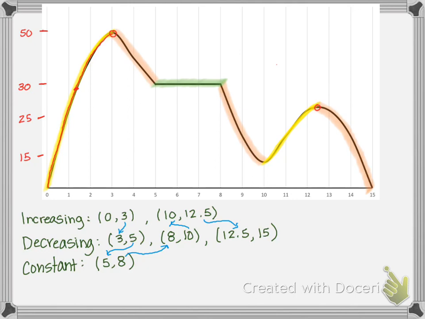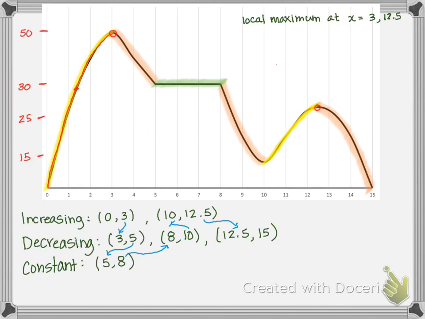So we have a, I don't want to erase those, we'll do it up here. We have a local maximum at x equals 3 and 12.5.